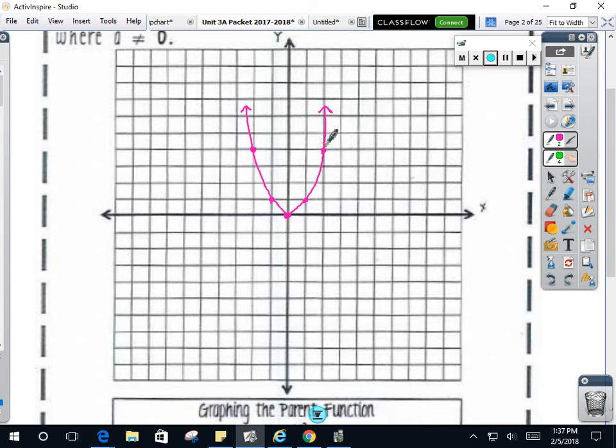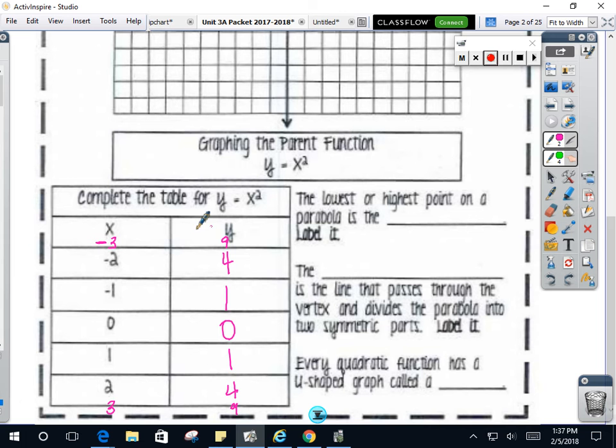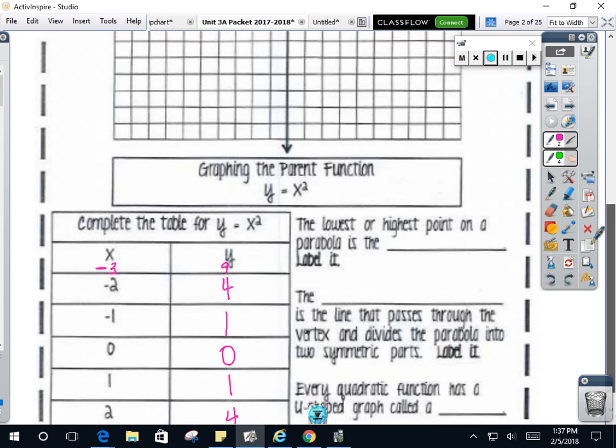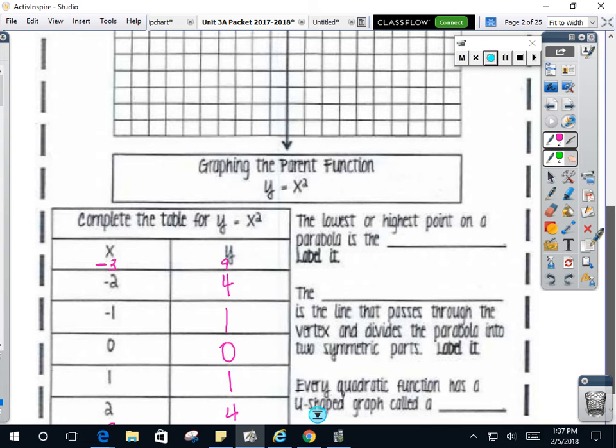So that's why you would continue drawing arrows, because the parabola continues to go up forever. I mean, think about it. Couldn't I continue to list x values like negative 4, positive 4, negative 5, positive 5, and it would cause the parabola to continue to go higher and higher? Okay. The lowest or highest point on a parabola is the vertex.